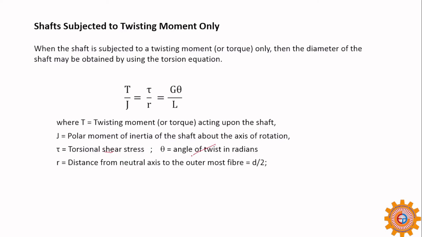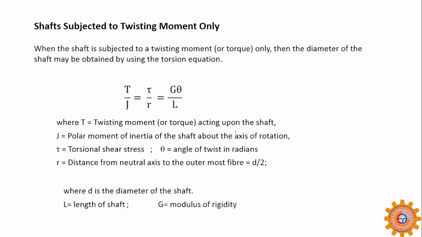Next, this tau is the torsional shear stress, theta is the angle of twist, and r is the distance from the neutral axis to the outermost fiber. The neutral axis is usually the longitudinal axis. This is r if it is a shaft. This is used where L is the length of the shaft and G is the modulus of rigidity.